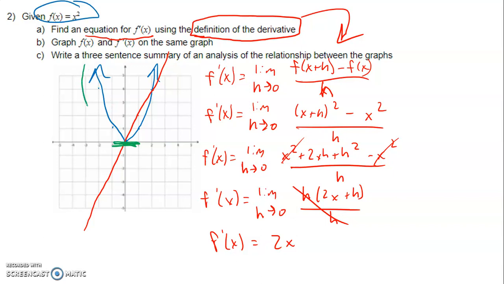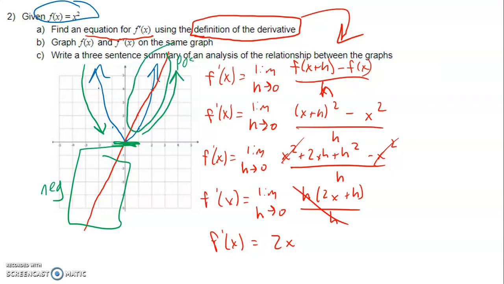When the original function is decreasing, the derivative is negative. Note that it's not decreasing, it's negative. When the original function is increasing, the derivative is positive. So that's the main thing you guys should be taking away. If the original function is decreasing, derivative is negative. Original function is increasing, derivative is positive. And if the original function has a max or a min, then the derivative is 0.